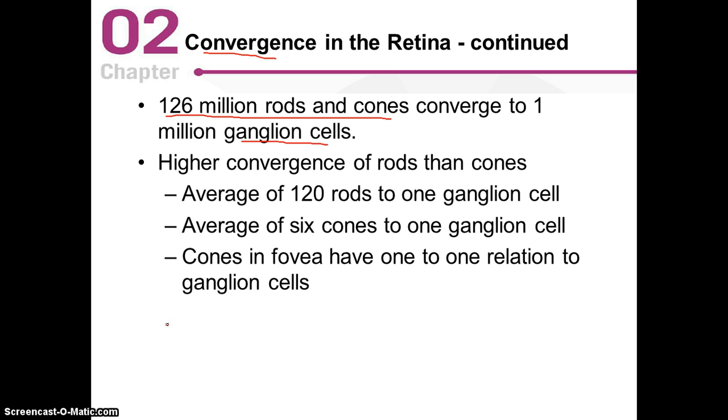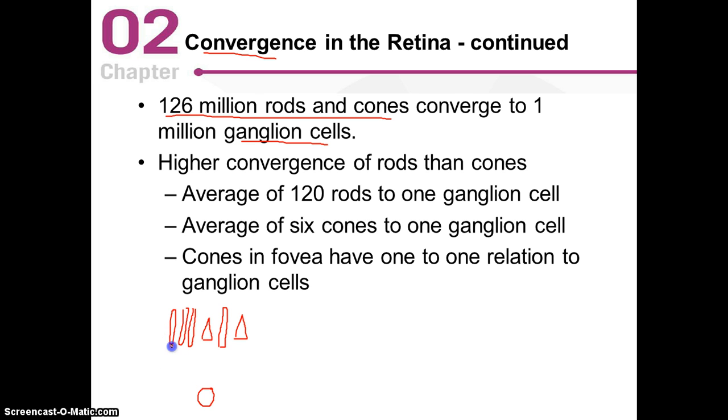So you can think about it this way: if this is a rod, and this is a rod, and this is a rod, and let's say this is a cone, and here's another rod and a cone. I've drawn more rods than cones because we have more rods than cones. They send their signals vertically down to ganglion cells, right? Here's a ganglion cell. The axon of this cell will form part of the optic nerve.